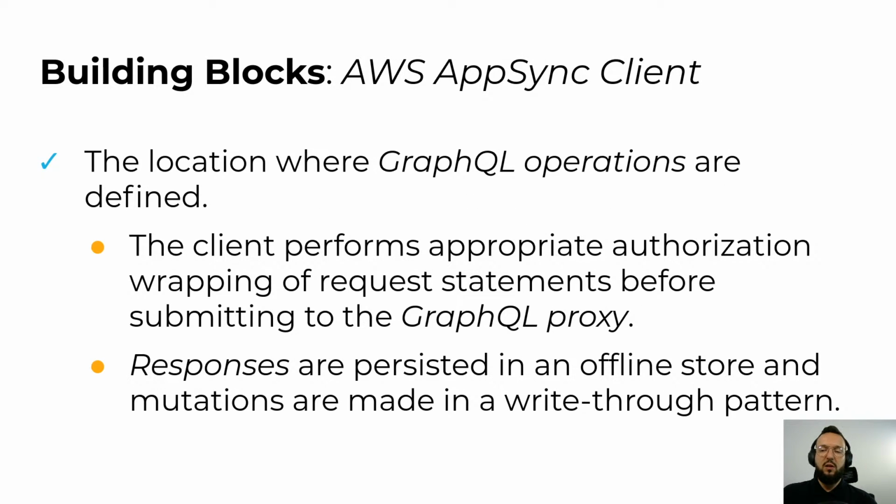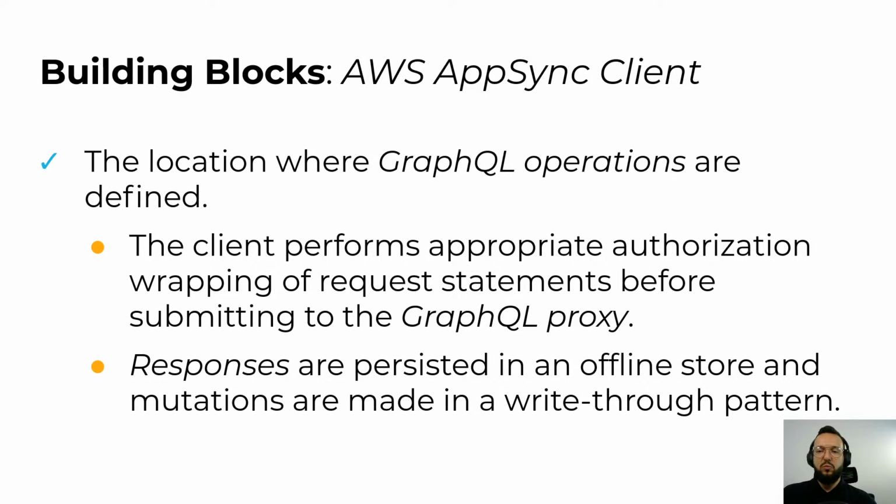Additionally, you've got the AWS AppSync client, and this is the location where the GraphQL operations are defined. So all those queries, mutations, and subscription requests reside on the client side. And in the AWS AppSync scenario, there's a specific AWS AppSync client that stores those elements on the client side.